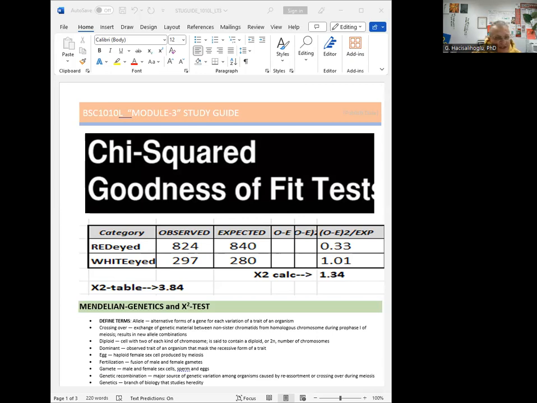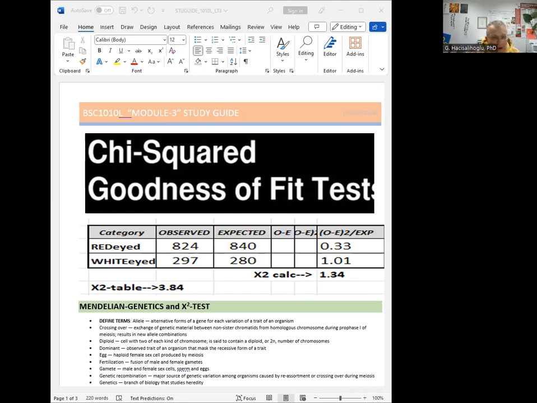In a chi-square test, we start with a question, which you are usually given. The question might be asking you, does this data fit a 3:1 ratio? If that's the question, you have 5 steps. Step number 1, you write a hypothesis, which is H0. Your hypothesis will be: data follows a 3:1 ratio. You just state the question as a statement.